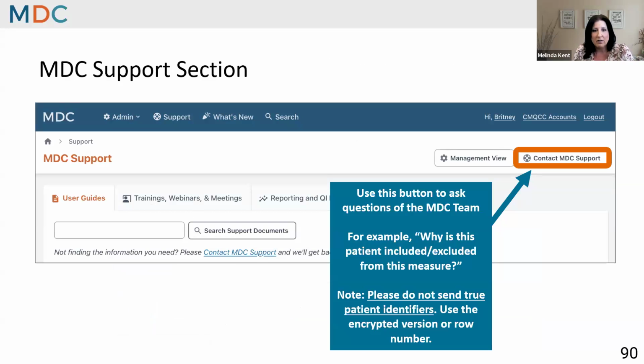Do not send true patient identifiers. We don't want the MR number. We don't want the account number. We don't want any of that information. Use the encrypted version or row number where you are within the MDC, and then the program managers will be able to work with that to look at the patient information without knowing any patient identifiable information. So data privacy is really important to us, and we want to make sure that we are all good stewards of this data.